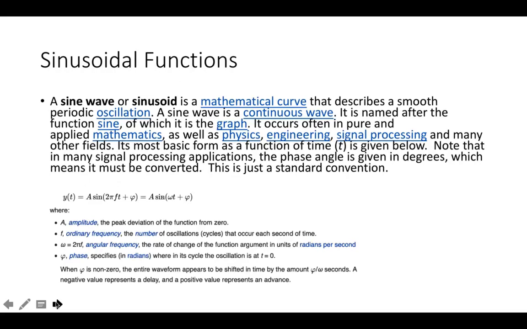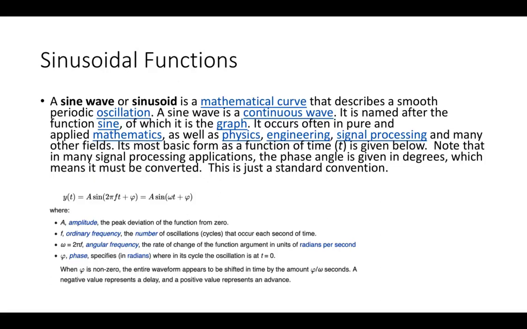All right, so a sine wave or a sinusoid is a mathematical curve. It describes a smooth periodic oscillation. A sine wave is continuous. It occurs in both pure and applied mathematics, as well as physics, engineering, signal processing, and many other fields. And its most basic form is a function of time.